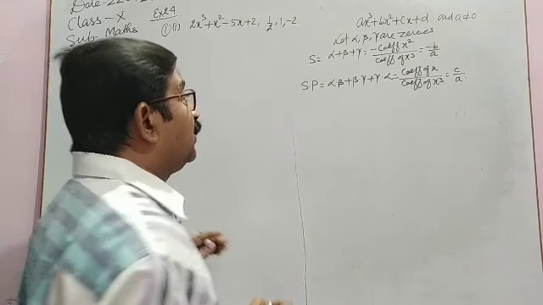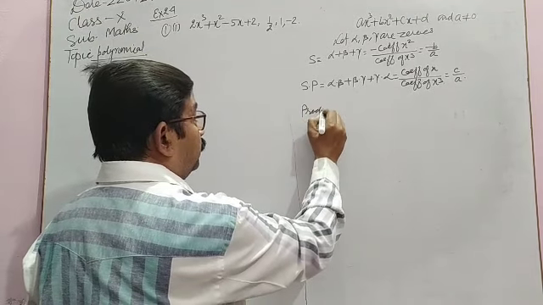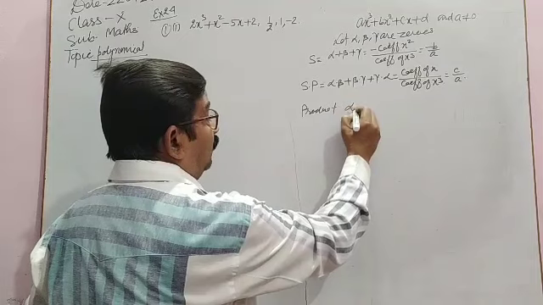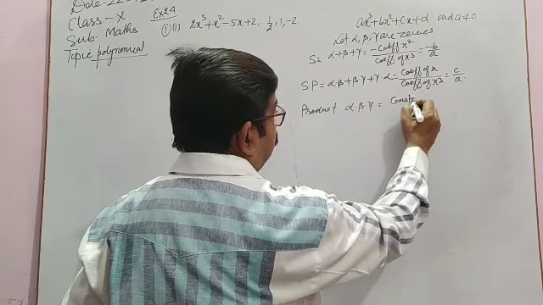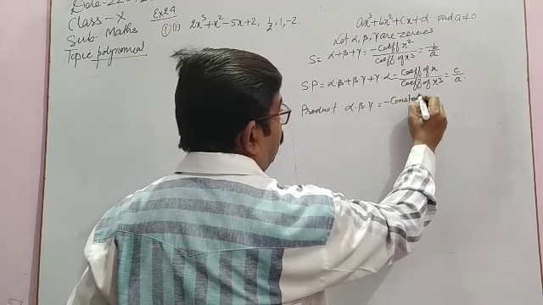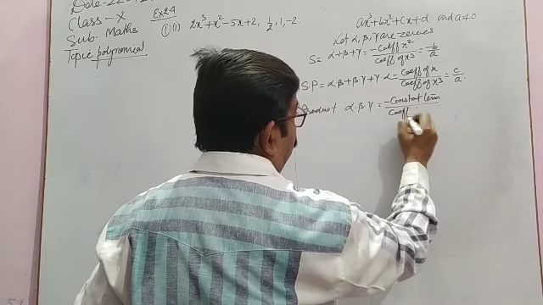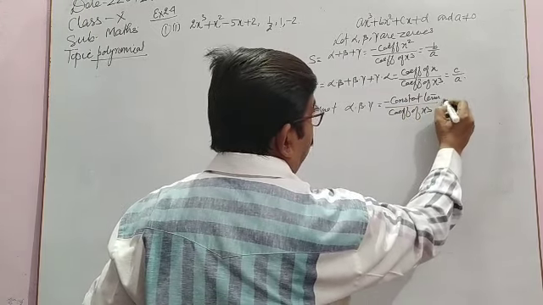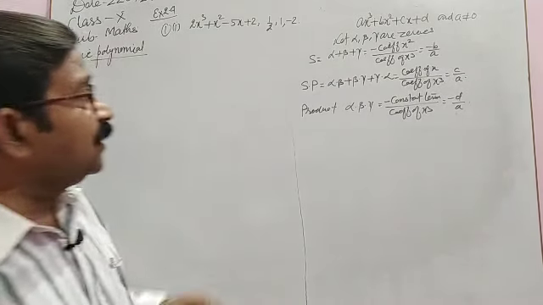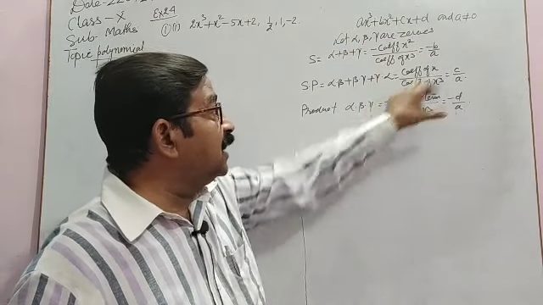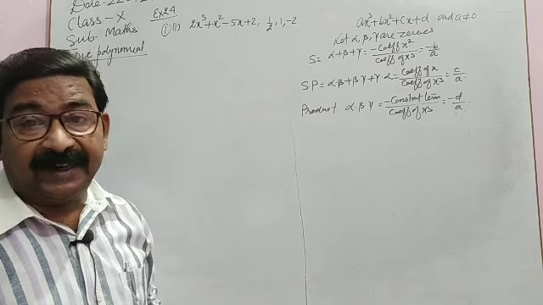And the last one is the product of zeros, product alpha beta gamma, and this is minus constant term upon coefficient of x cube, means minus d upon a. So these are the relations of the zeros and the coefficients.